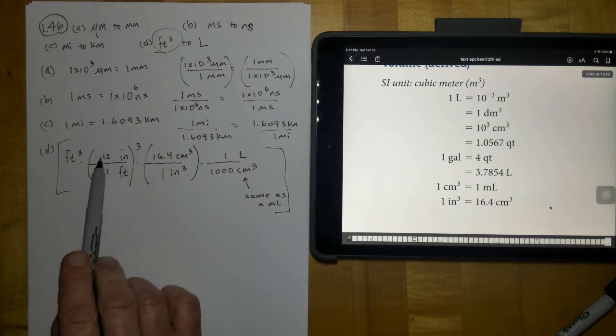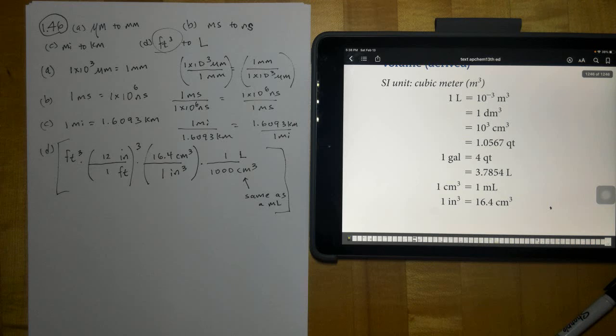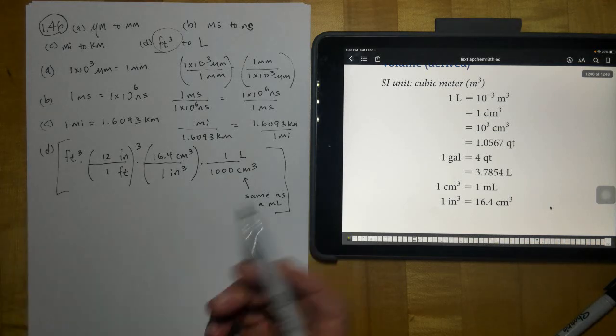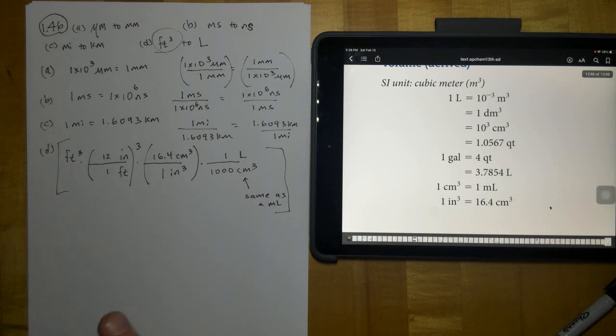You could go ahead and multiply these numbers together and then divide it by 1,000, and then you would have the cubic feet related to a liter. How many cubic feet would equal a liter? But you can just leave it like this because this shows the derivation of the relationship between those.